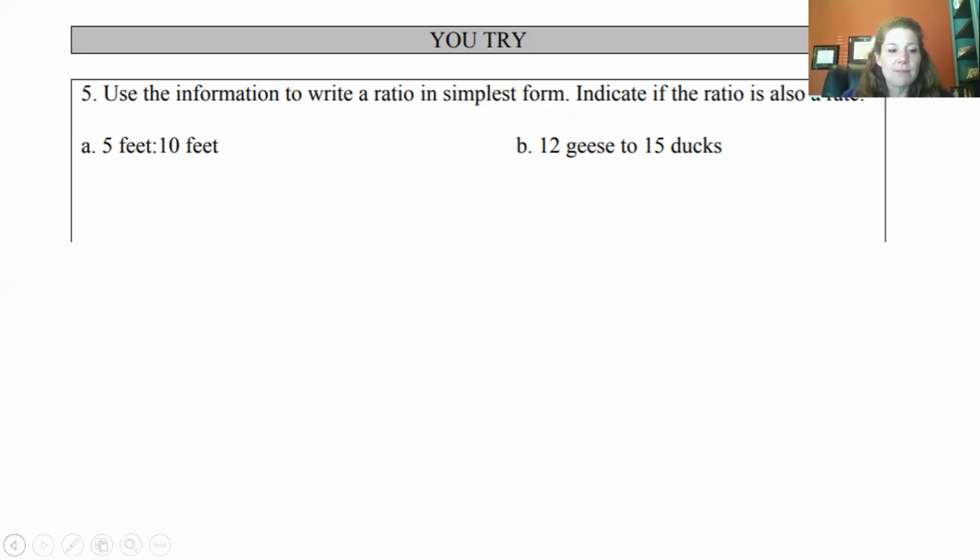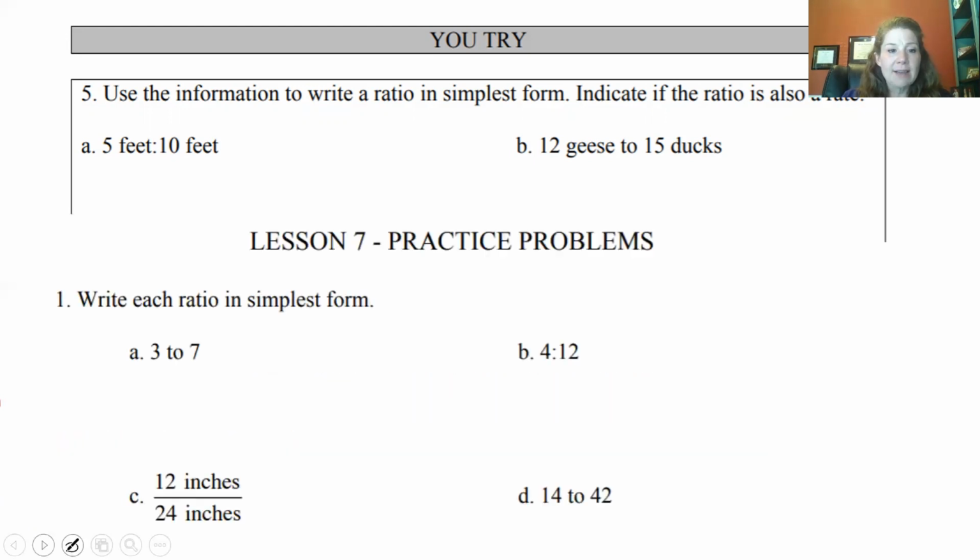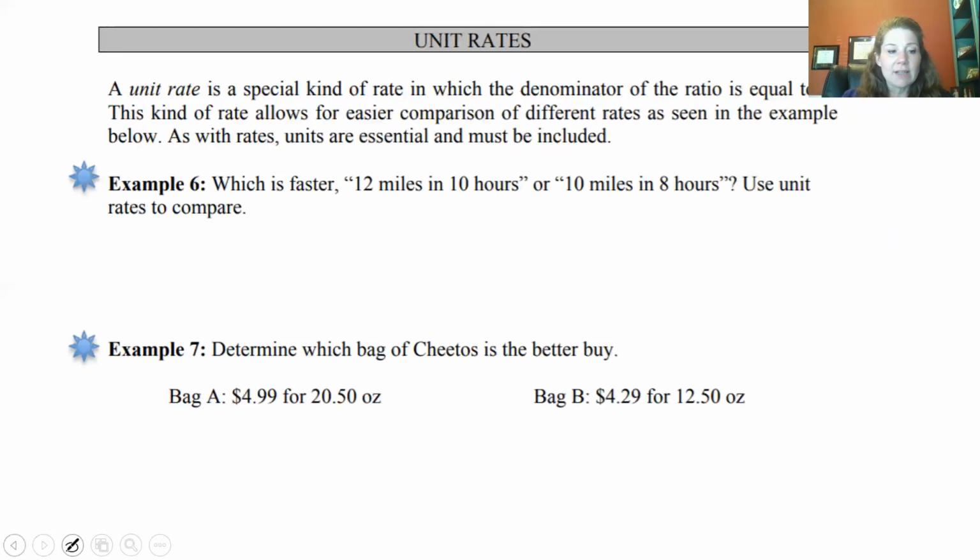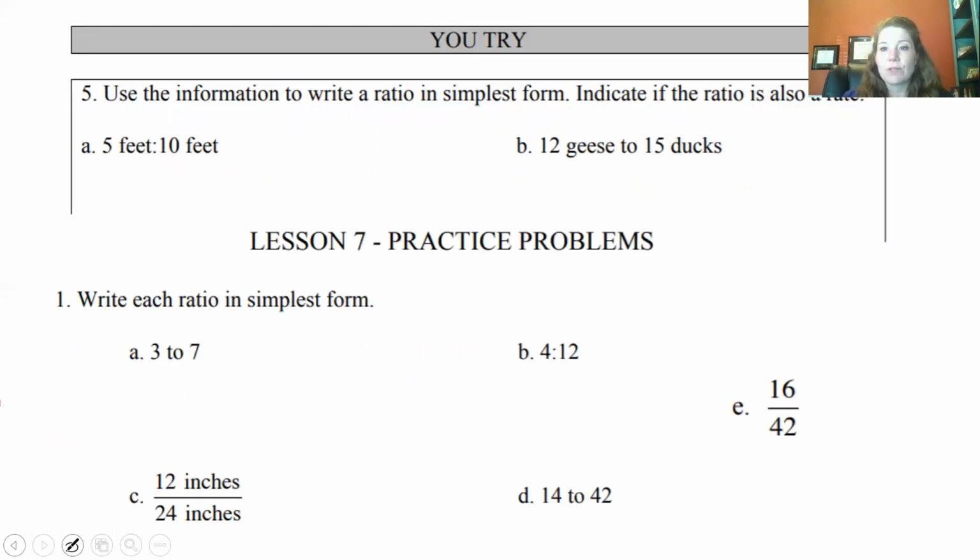All right, so here's 2. You're gonna do 5, A and B. And we have lesson 7, write those in simplest form. And I think that's all. So just this one slide. So if you want to go ahead and pause the video, try these, and then come back and see if you got the right answers.